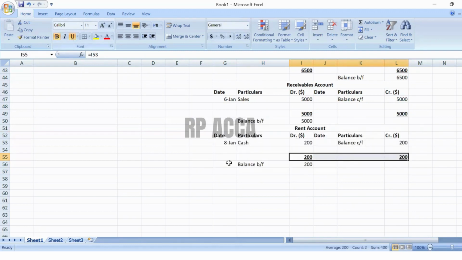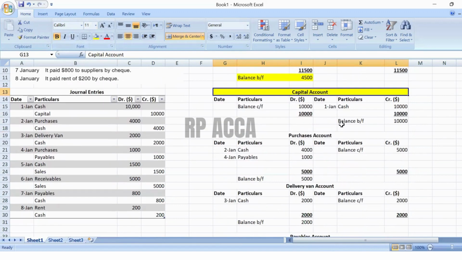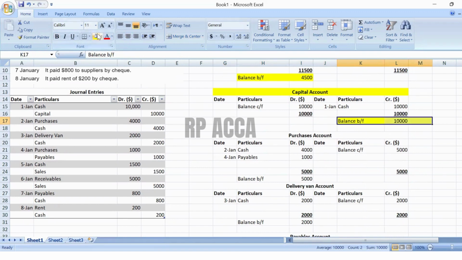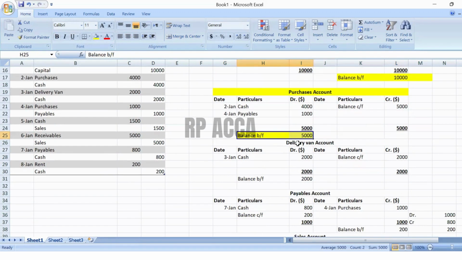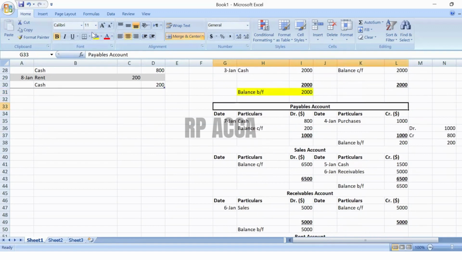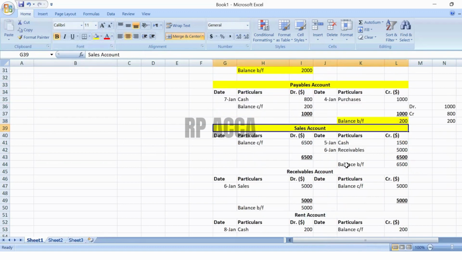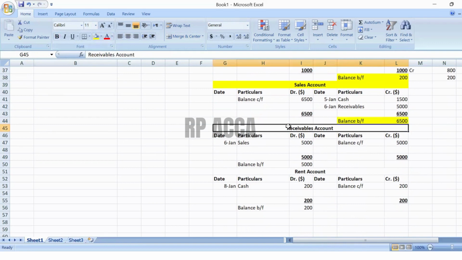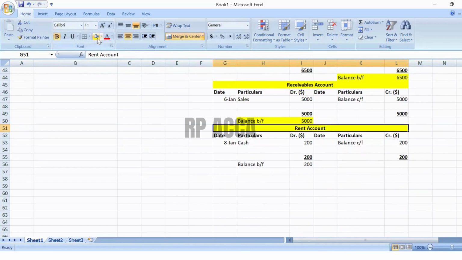Now it's time to prepare trial balance. So, if you see cash has a debit balance, on capital we have credit balance. Purchases has debit balance, and even the delivery van. So the logic is all assets, expenses, and drawings has debit balances generally. All liabilities, income, and capital has credit balances. That's why for payables and sales, we have credit balances. And receivables and rent has debit balances. So, yes. We can now prepare trial balance with all these balances.